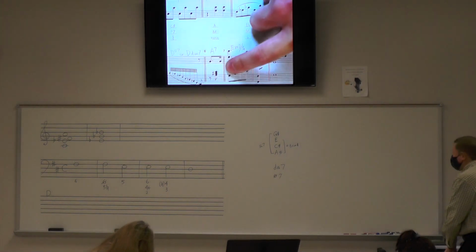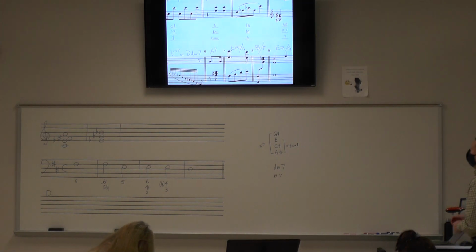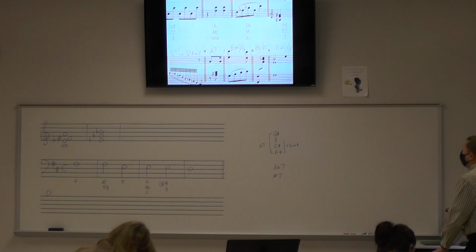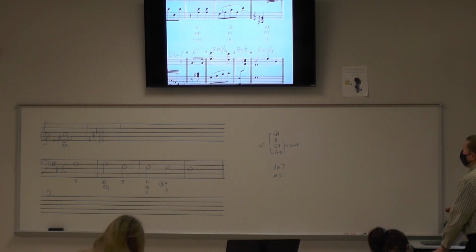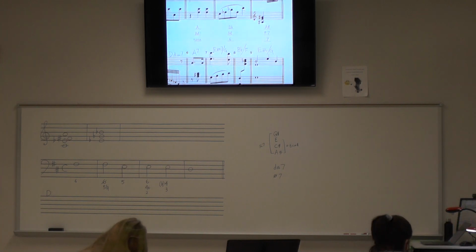Notice again that G is the lowest note there. And the notes of that chord are E, G, B, D, which makes it a minor-minor 7th. Number 8, B flat slash F is all that's necessary. Number 9, the last one, E minor slash G, is all that's necessary for that one.